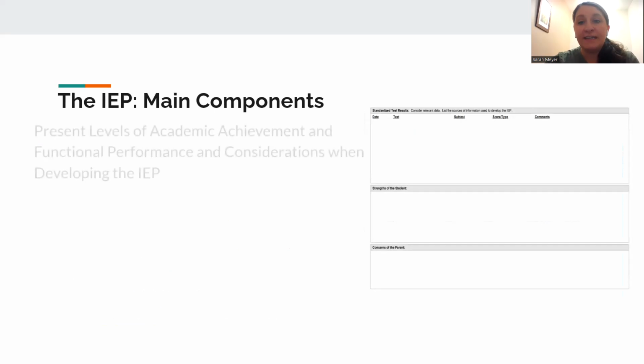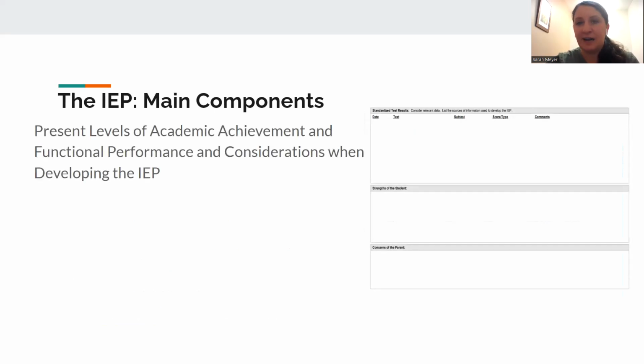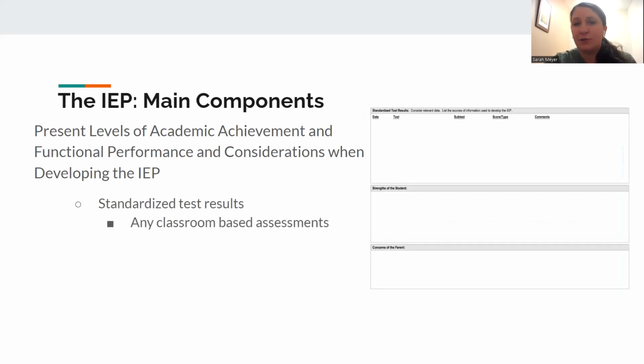Okay, so you're going to see that the present levels continue on to the next page, and this is going to be any standardized test results continuation. This may also include any classroom-based assessments. So if your child takes a reading test every Friday or a spelling test, you may see an average or maybe the last 3 or 5 scores put in there as well.